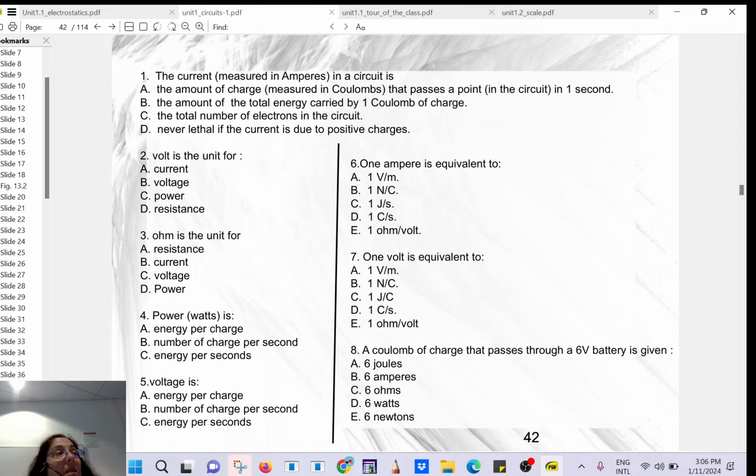Voltage is energy per charge, very good. So it's a potential energy per coulomb. 1 amp is the same as D, 1 coulomb per second, okay? Amp is coulombs per second. How many charges crossing a section per second? 1 volt is C, very good. A coulomb of charge that passes through a 6-volt battery is given 6 joules.